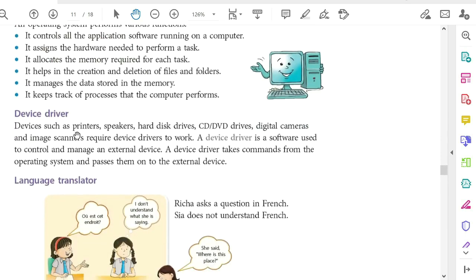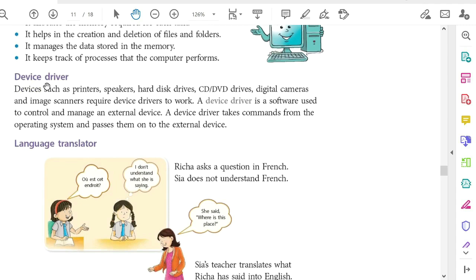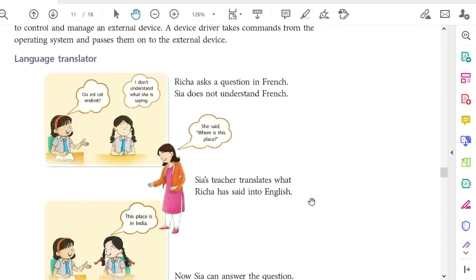Then device driver. This is software which is used to recognize a device and it makes the device work in the computer. So for different devices we need to use different device drivers. Device drivers are used for external devices like external hard disk drive, speaker, printer, scanner, mouse, keyboard, CD, DVD drives, etc.